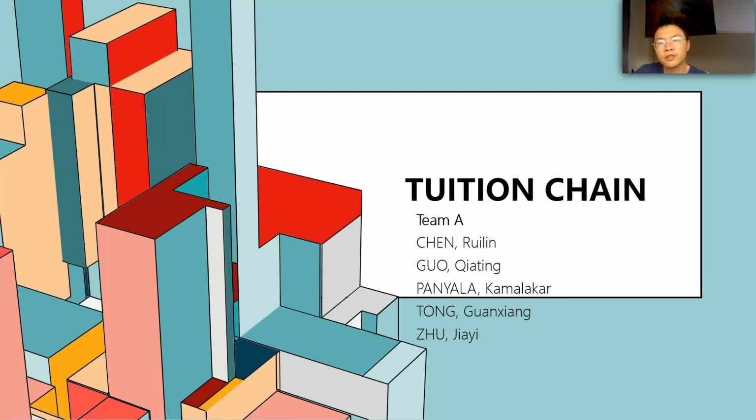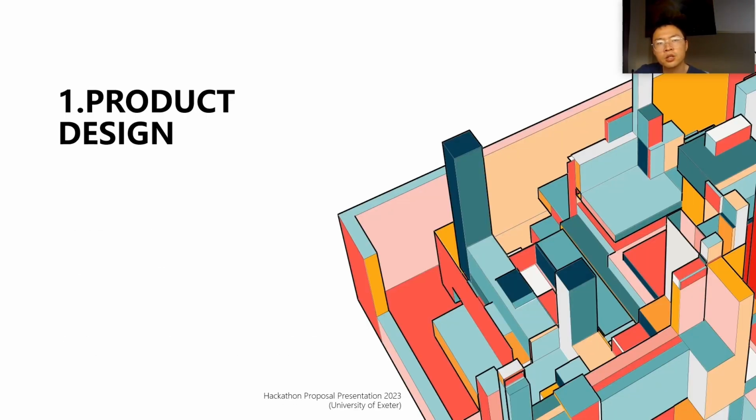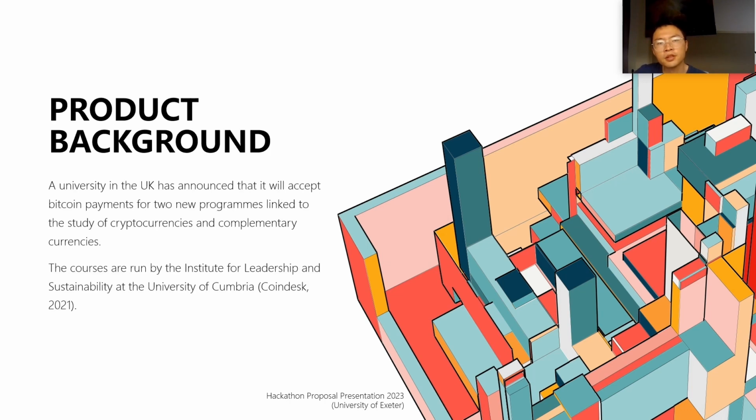The product is called Tuition Chain. We will dig into our product from 5 aspects. The first part is the product design. The idea of our product originated from the idea of Bitcoin payments for tuition fees.